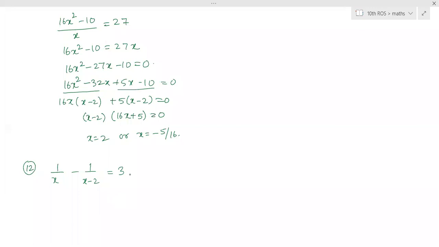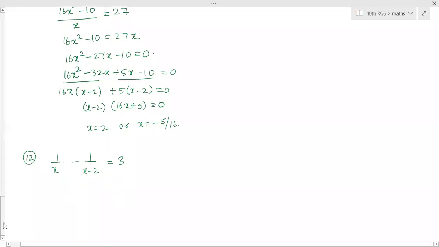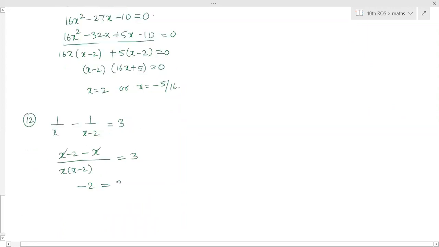First, do the simplification in the 12th one. So the LCM is x into x minus 2. So x minus 2 minus x is equal to 3. x gets cancelled. Minus 2 is equal to 3x into bracket x minus 2. This part has been taken to RHS. So it is 3x square minus 6x is equal to minus 2. So 0 is equal to 3x square minus 6x plus 2. Now we have to solve it.